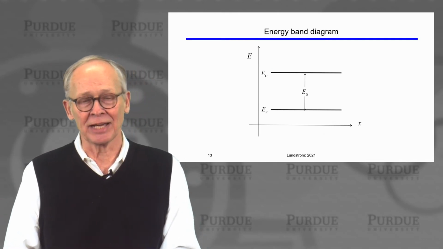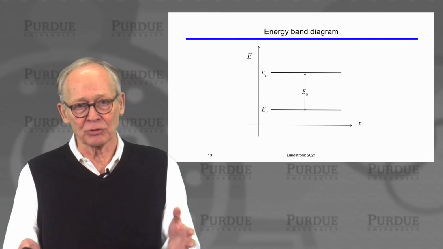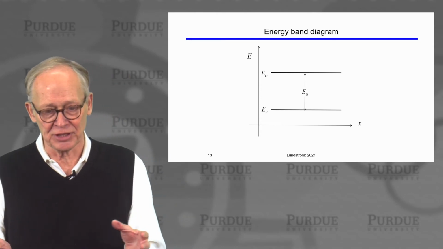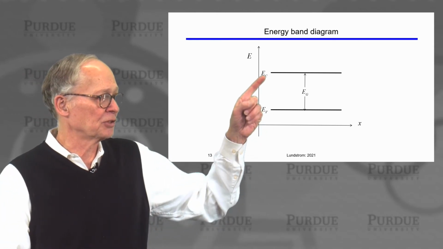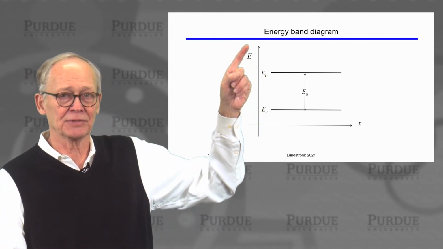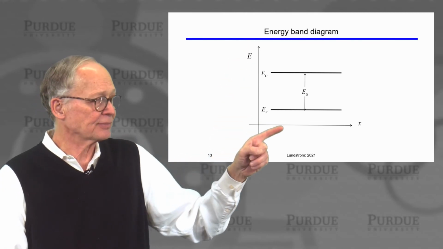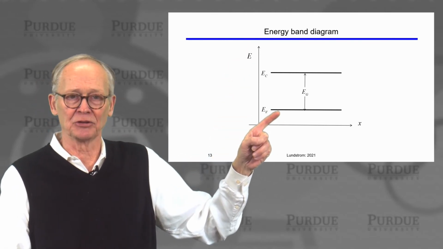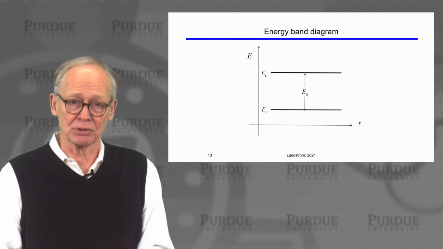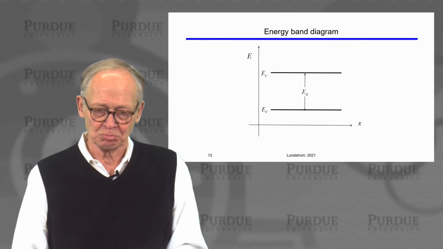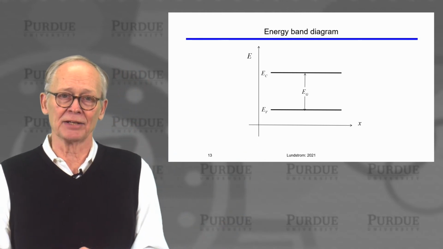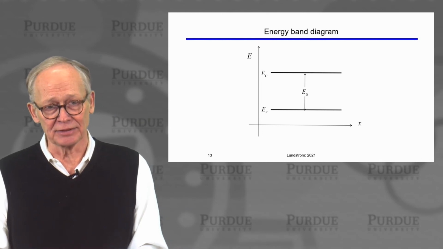This is the simplest energy band diagram we can think of. A uniform semiconductor, the bands don't change anywhere with position. We simply show the bottom of the conduction band. There are lots of states above the bottom. And we show the top of the valence band. There are lots of filled states below the top of the valence band. We'll see more complicated energy band diagrams later on in this course.